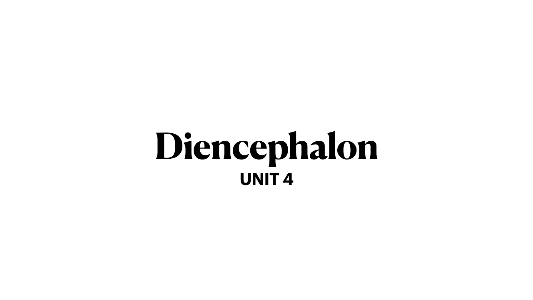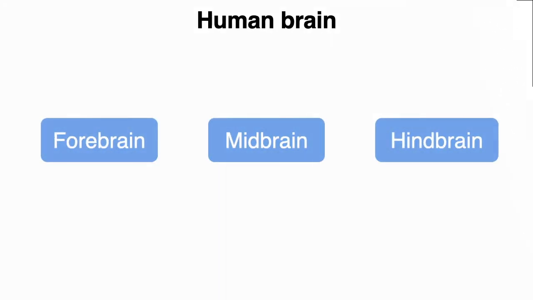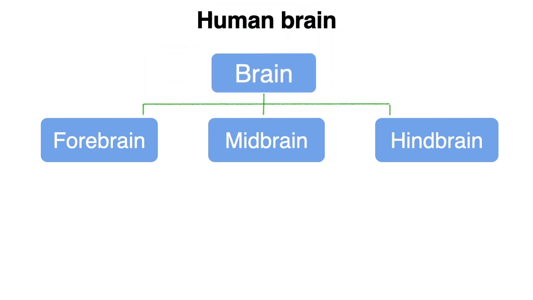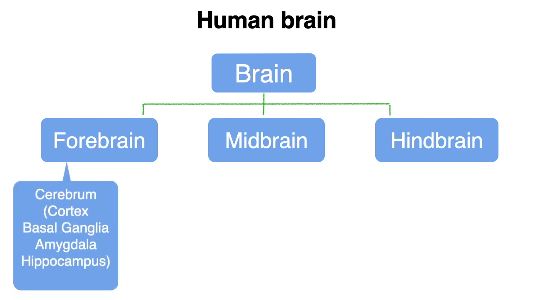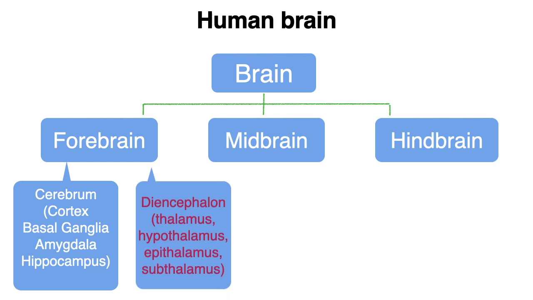Diencephalon. In this unit, we are going to talk about the diencephalon. So let's first look at the human central nervous system, the brain. In the brain, there are forebrain, midbrain, and hindbrain. Now, the diencephalon is a part of the forebrain.